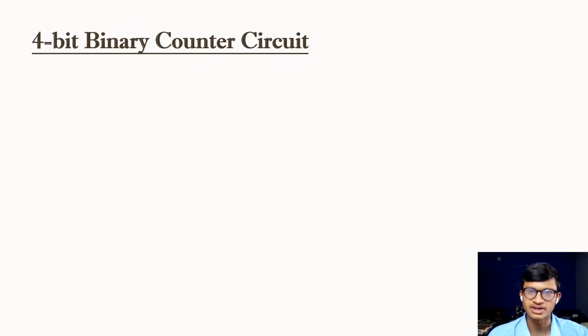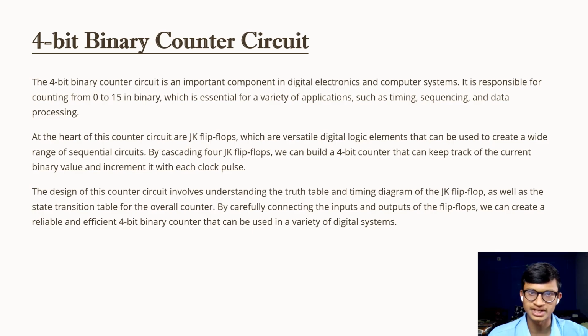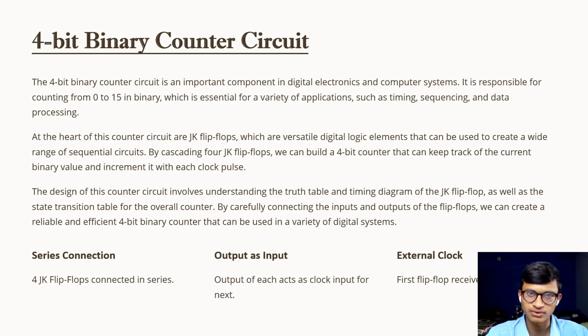Counter circuit. We cascade 4 JK flip-flops, meaning the output of one is connected as the clock input to the next. Only the first flip-flop receives the external clock. This way, the flip-flops toggle one after the other, forming what's known as a ripple counter, which is a type of asynchronous counter.